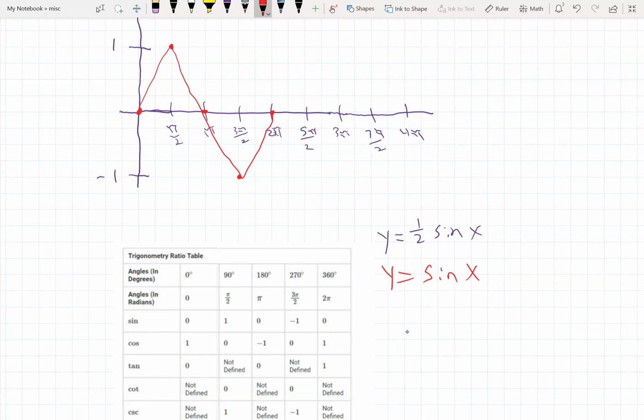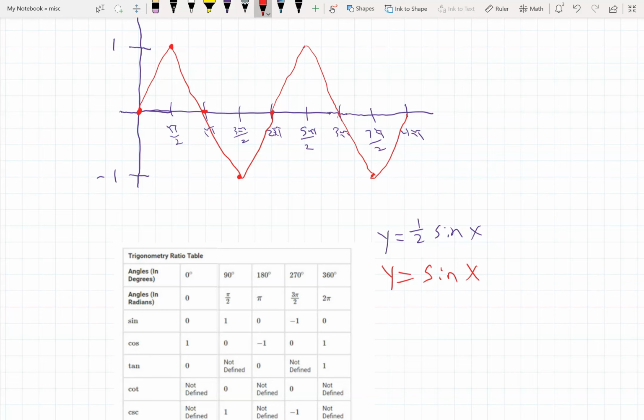So 0 is 360. The next one is going to be that 180. We're back up there. And then we're going to be back down to 0. And then we're going to be back to -1. And then we're going to be back to 0.